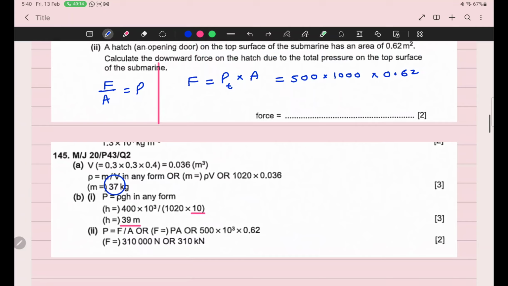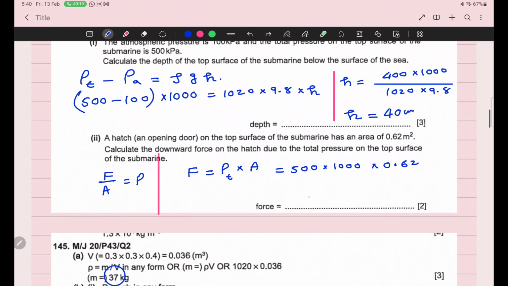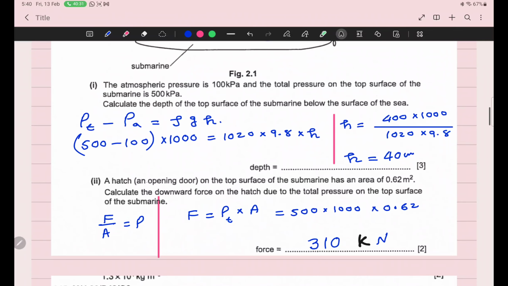The total force, it is 310 kilonewton. Is it right, beta? In the marking scheme, the answer is 310 kilonewton. Kilo means the answer will be 310,000. So three zeros are replaced by kilonewton. If you do not use thousand, then this thousand will be converted into kilo.